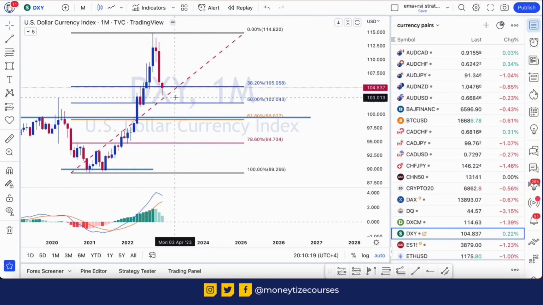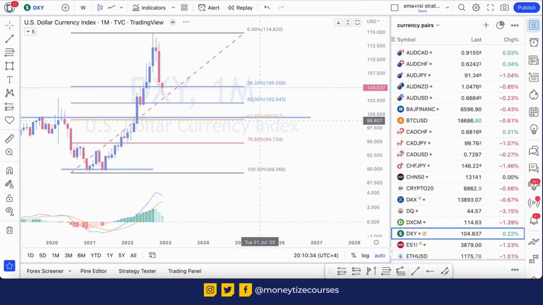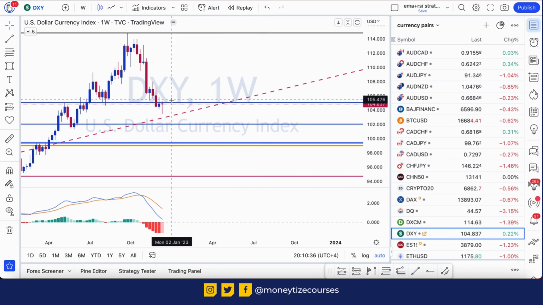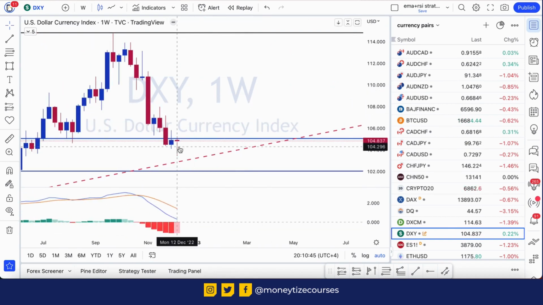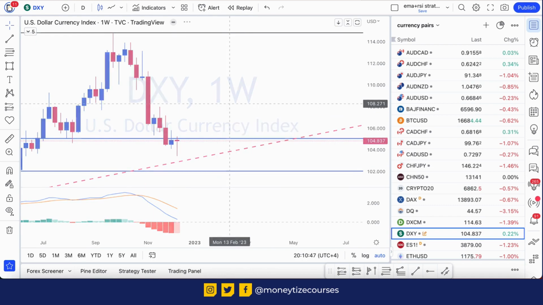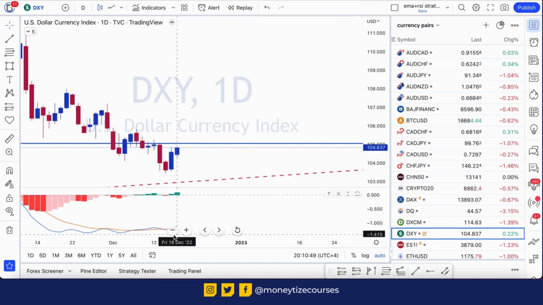So I think based on monthly, dollar should correct towards 50% level. It should be around 102. And if it goes further down, then it should be around 99, which is 61.8% level. As per weekly, there is a slowdown in the bearish momentum. And the weekly candle is not so convincing. It's a doji candle.